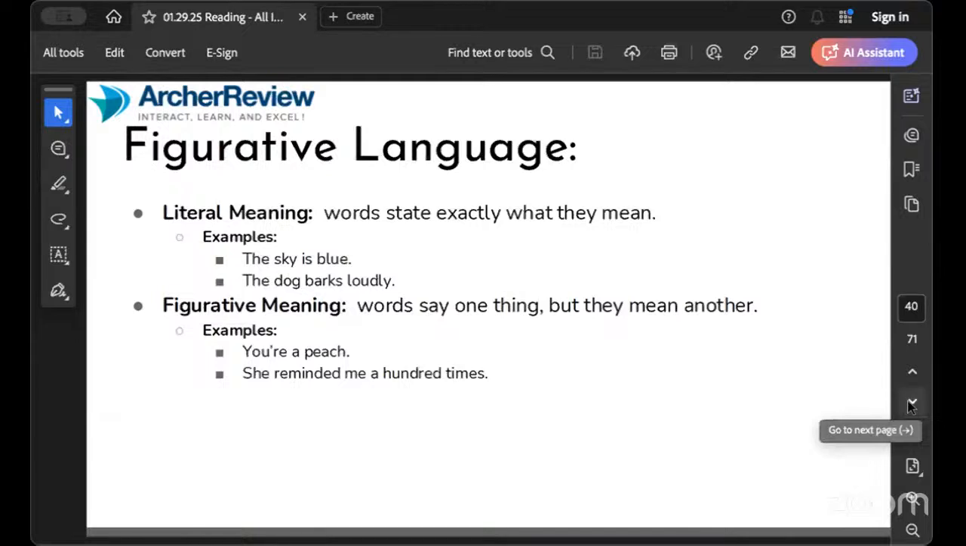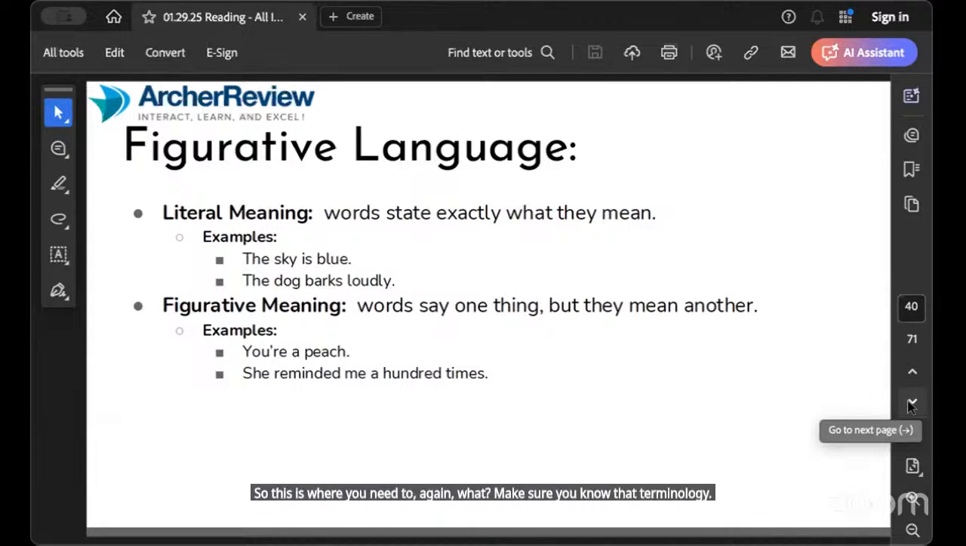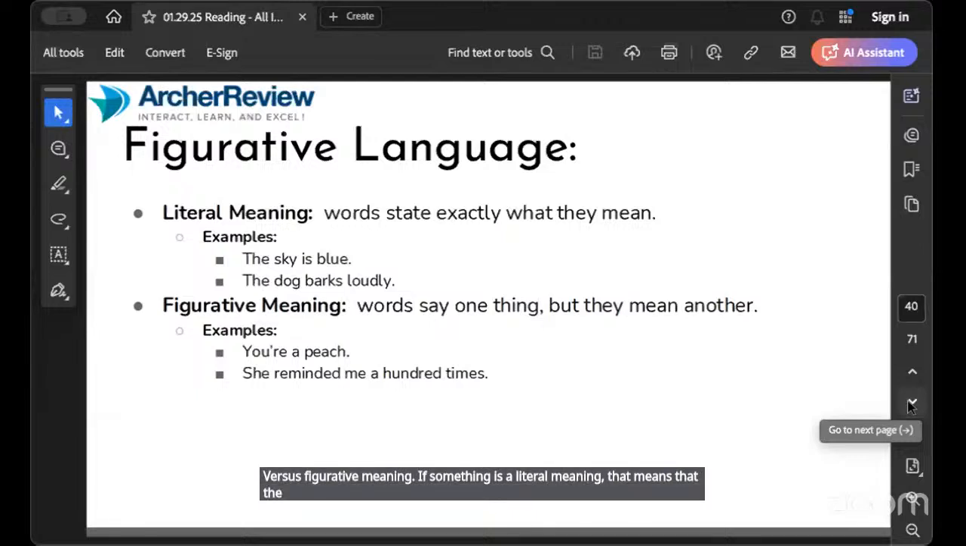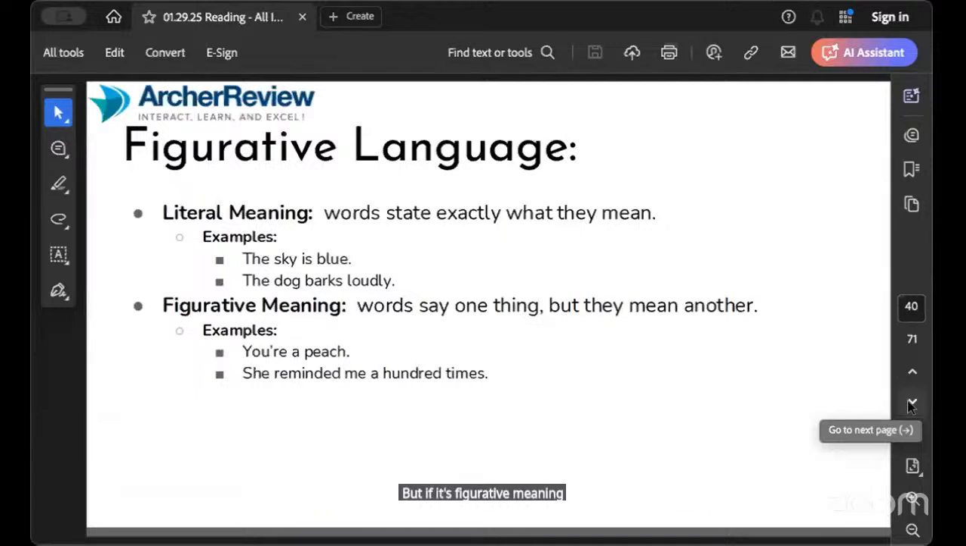Now, in section 2, you will also see questions about figurative language. So this is where you need to, again, make sure you know that terminology. If you are talking about figurative language, you've got literal meaning versus figurative meaning. If something is a literal meaning, that means that the words they're using are what they mean. So what you see is what you get. But if it's a figurative meaning, the words are going to say one thing, but they really mean another.